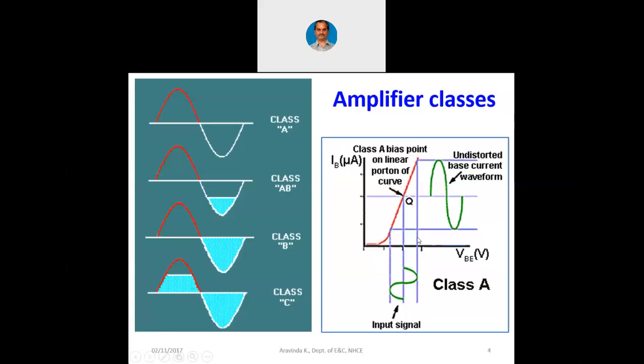Now you can see when the input signal is fed to the base, output signal is produced at the collector, and you can see that wave shape has retained. Undistorted base current waveform is happening because of the linear operation of the transistor, because the Q point is at the middle. Now this is class A. Let me go to the next slide.